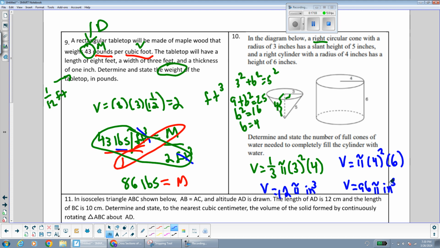And these are the exact values. So now, if we divide the 96 pi volume over the 12 pi, these cancel out. And what we get is exactly 8 full cones of water. This does come out exactly. But even if you round it, if you put pi into your calculator, you should still get 8. It should come out just slightly over 8, but the exact value here is 8. It does work out evenly.